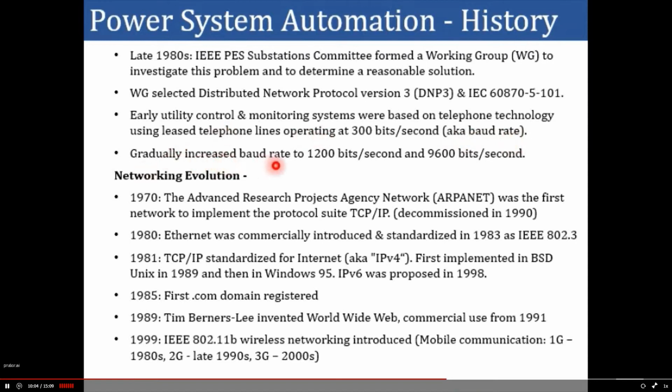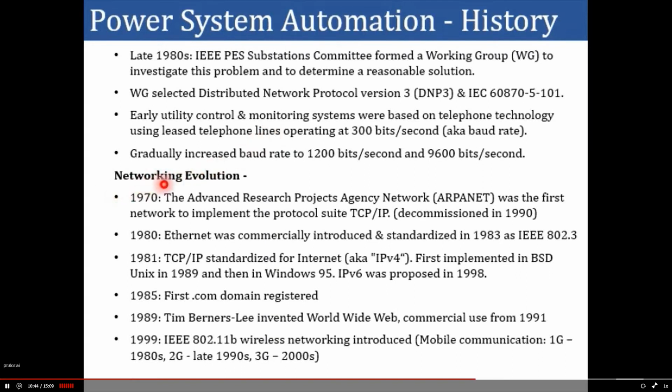So gradually we increased this baud rate up to 1200 bits per second and 9600 bits per second. But if you compare, the speed of data communication at that time was very slow compared to today's communication network speed. So you can see that the requirement for better data communication and monitoring was still there, but we did not have the associated technologies available to support the requirement.